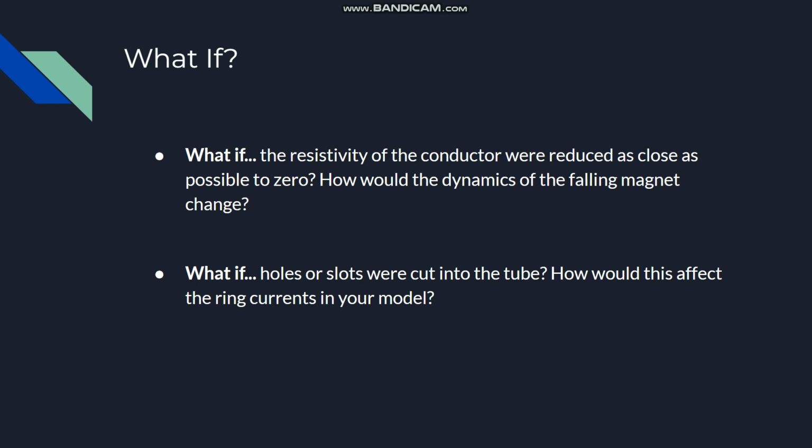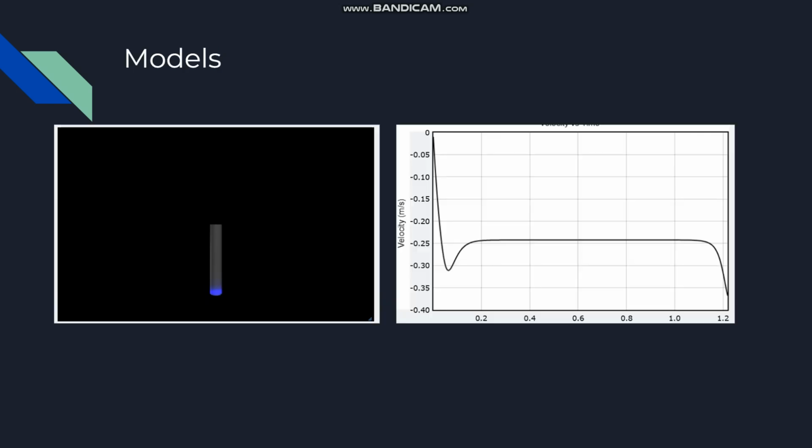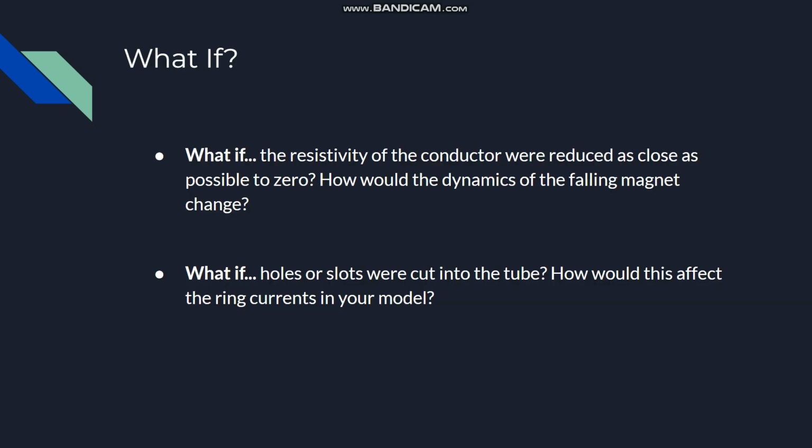Holes or slots were cut into the tube. How would this affect the ring currents in your model? This is a bit of a wacky question, but I'm going to assume it means throughout the tube. I'm going to say it would actually speed it up, because if it disrupts the current generated, and it's not consistent, then we can go back to that graph. Then it'll be all funky. But overall, it might still slow it down, but only minimally.